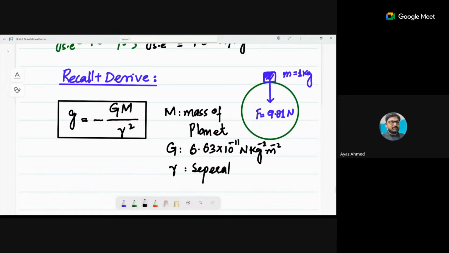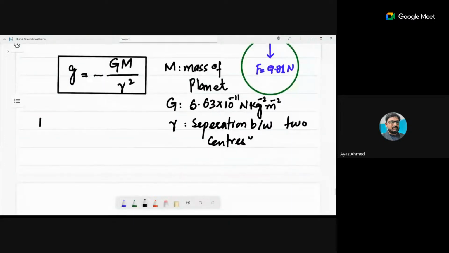So separation between two bodies, two centers rather. Okay, so let's talk about its derivation. Its derivation is very simple, and it is coming from the defining equation.